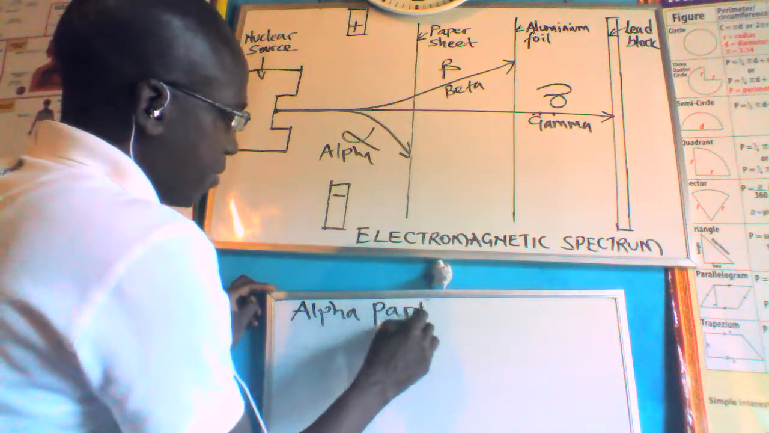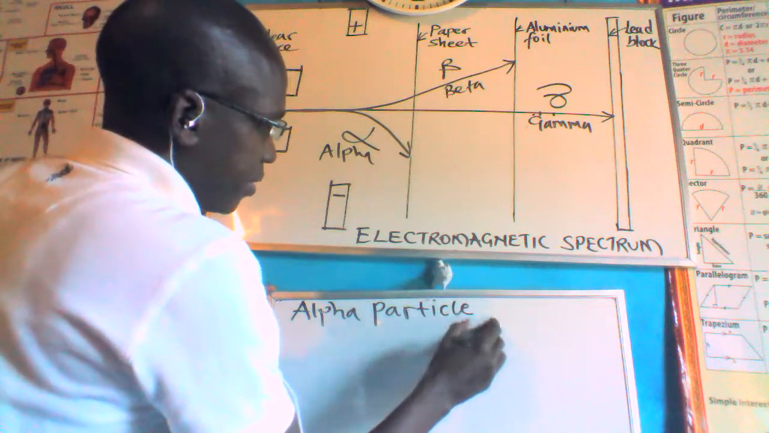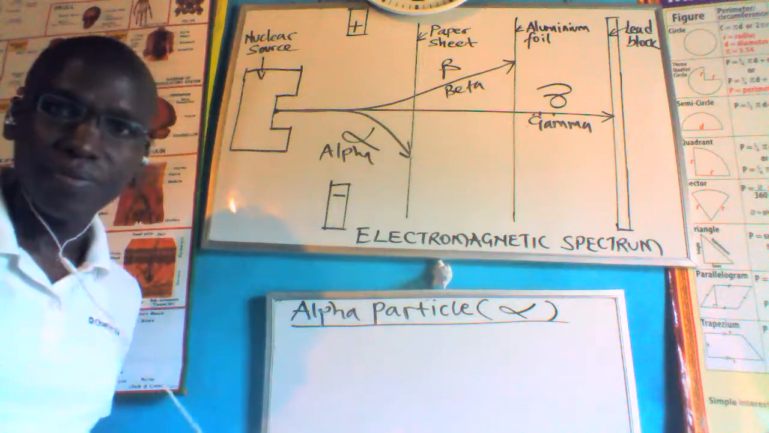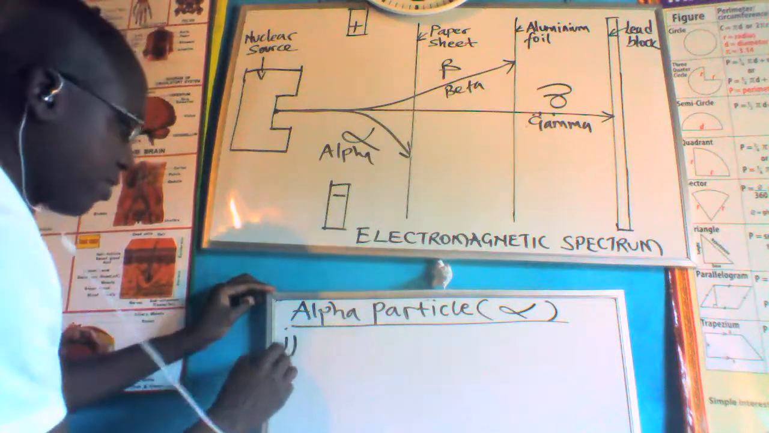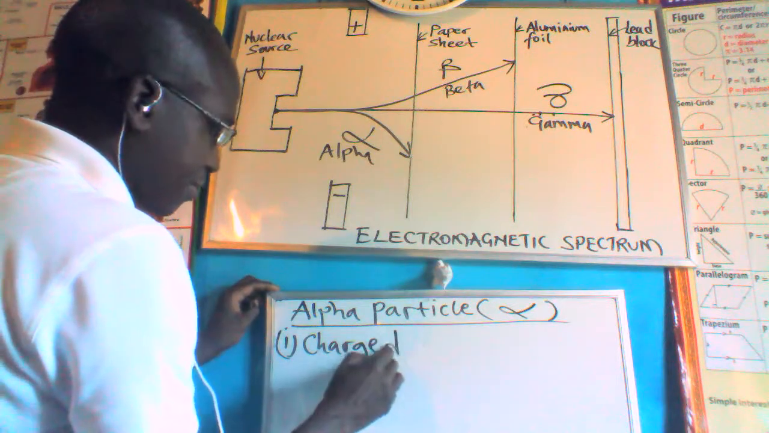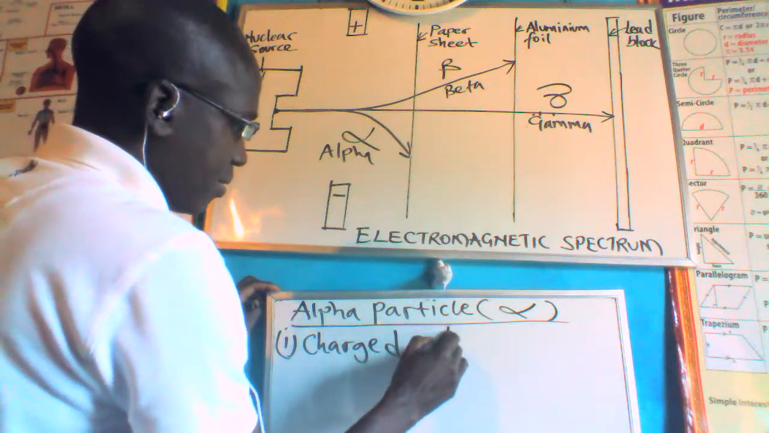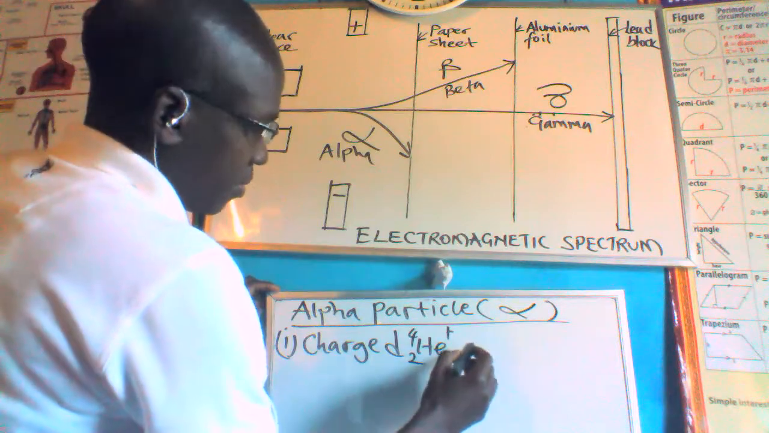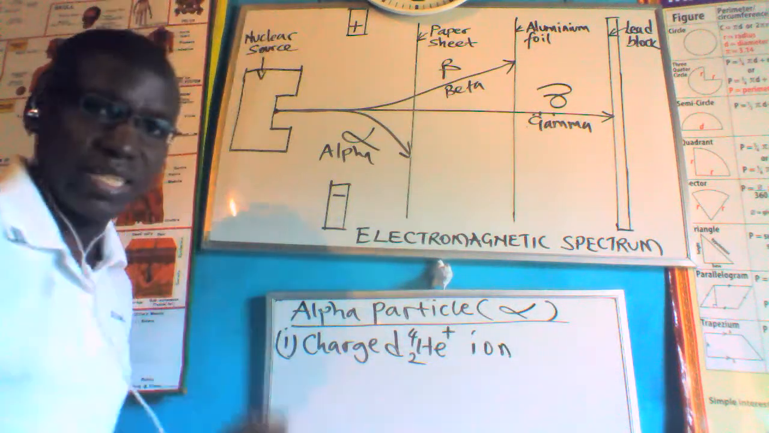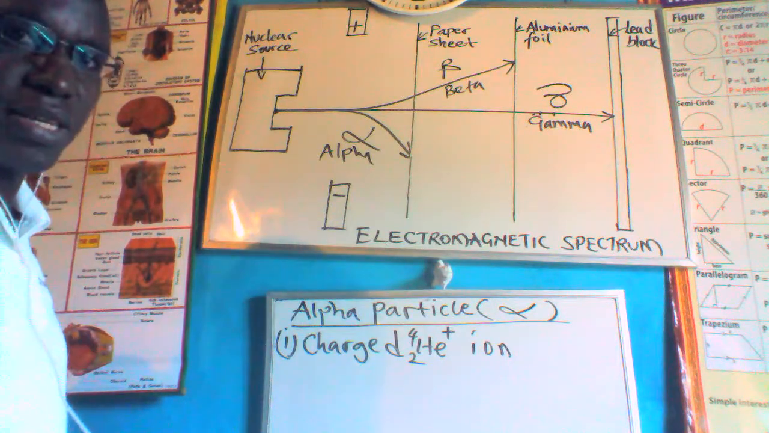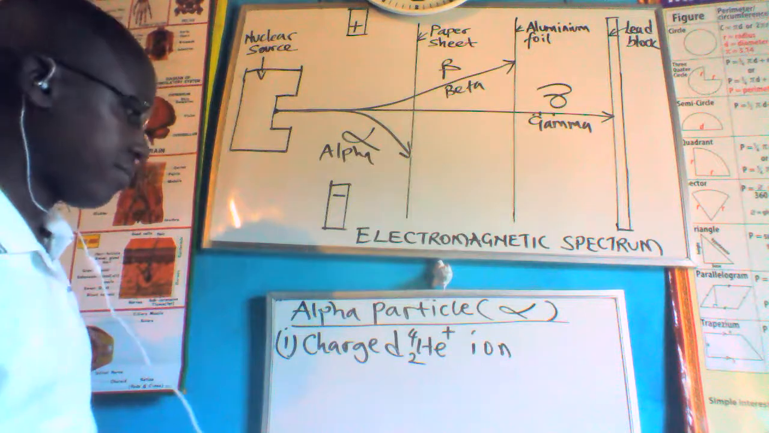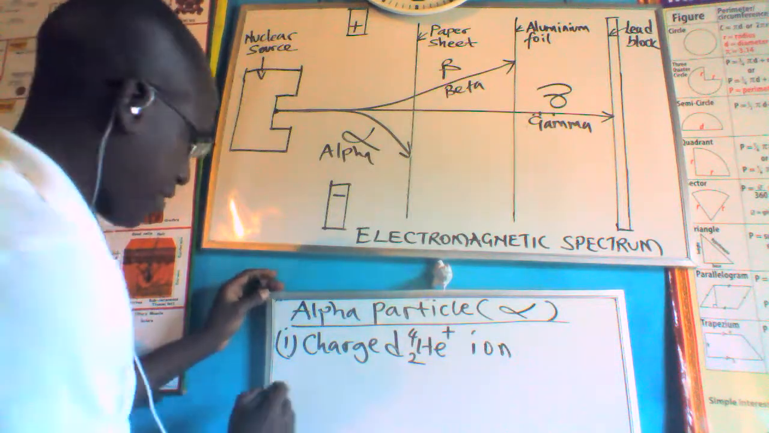The alpha particle is represented by the symbol seen there as an epsilon. Number 1, the alpha particle is a charged helium ion, and in this case, helium is normally stable, but during radioactivity, it is spontaneously discharged as a helium ion, which is positively charged.